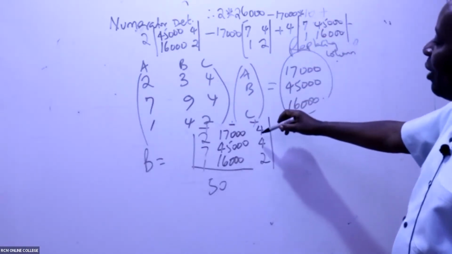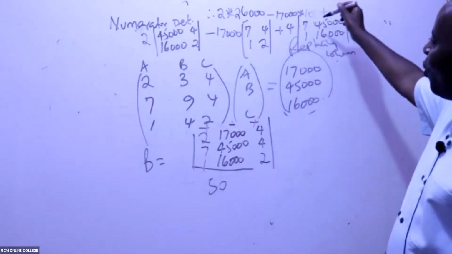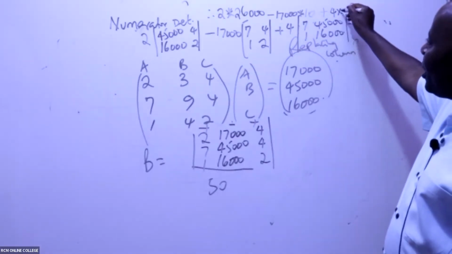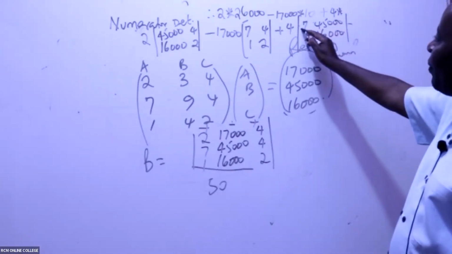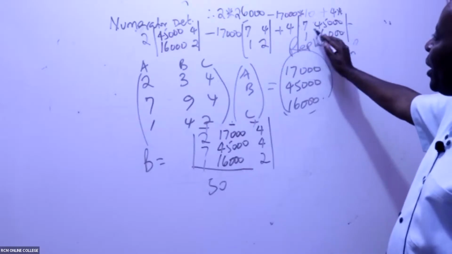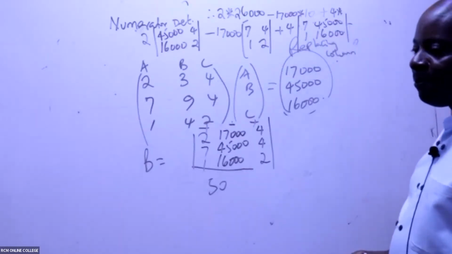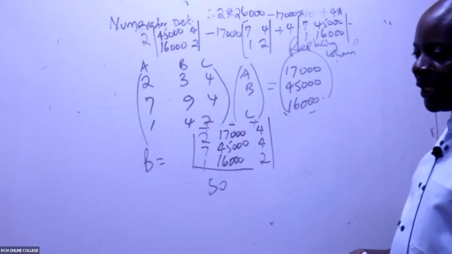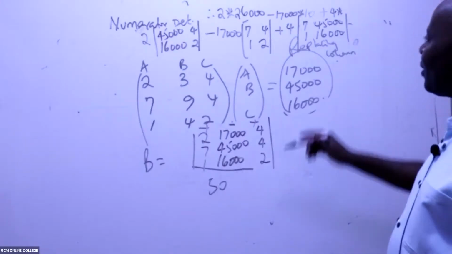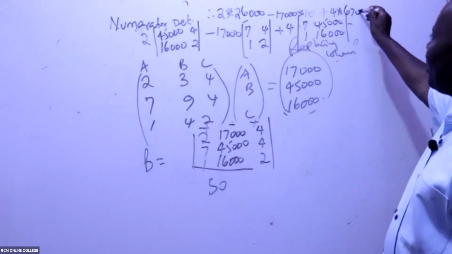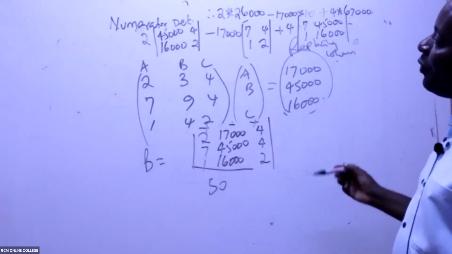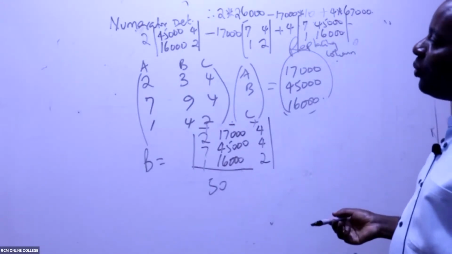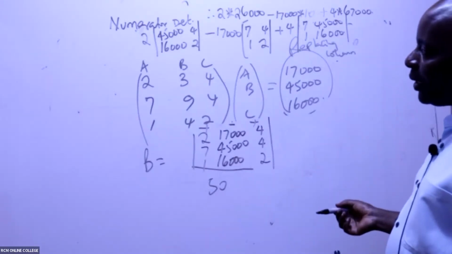Plus, we have in this case here, the 4. So 4 times, what is this? 7 times 16,000 minus 1 times 45,000. They're giving me a figure of 67,000, right? 67,000. So then are you able to give me the final answer there as the numerator of this determinant?